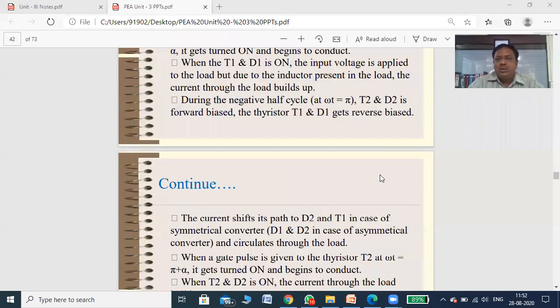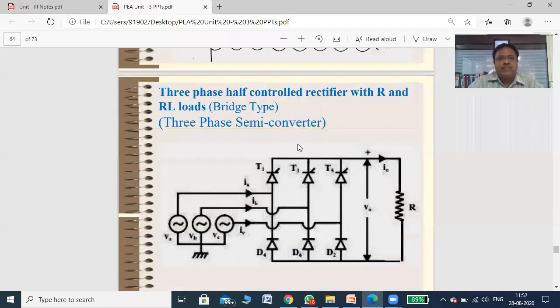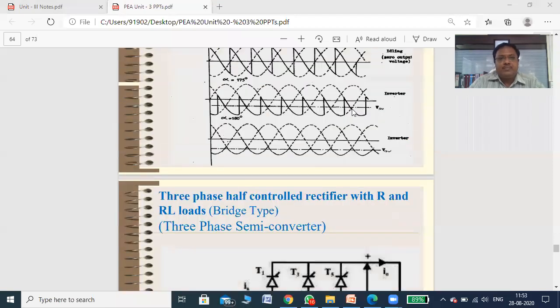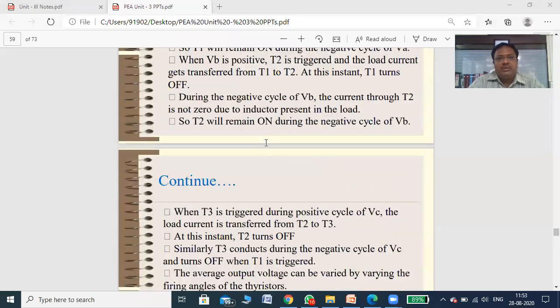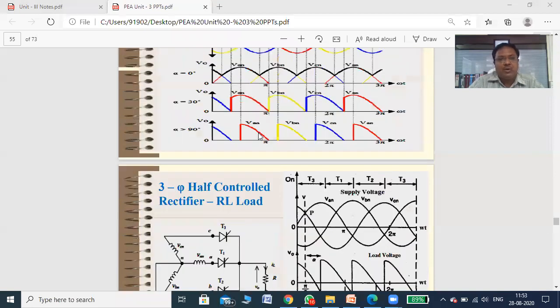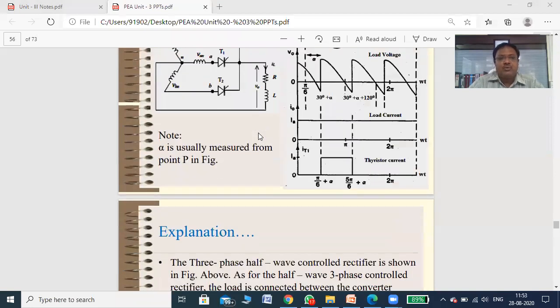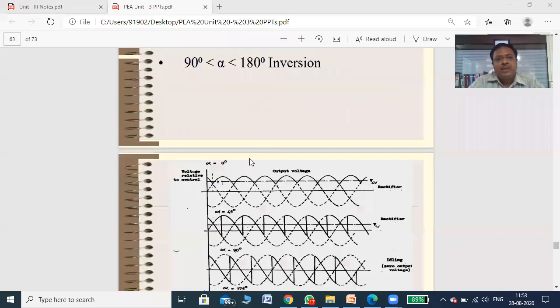First I want to discuss with you the three-phase half controlled rectifier with R and RL load. This figure is for R load. The previous one, the midpoint converter, we have already seen. The explanation is also given, for midpoint converter with R load and with RL load. Both we have discussed in previous lectures.